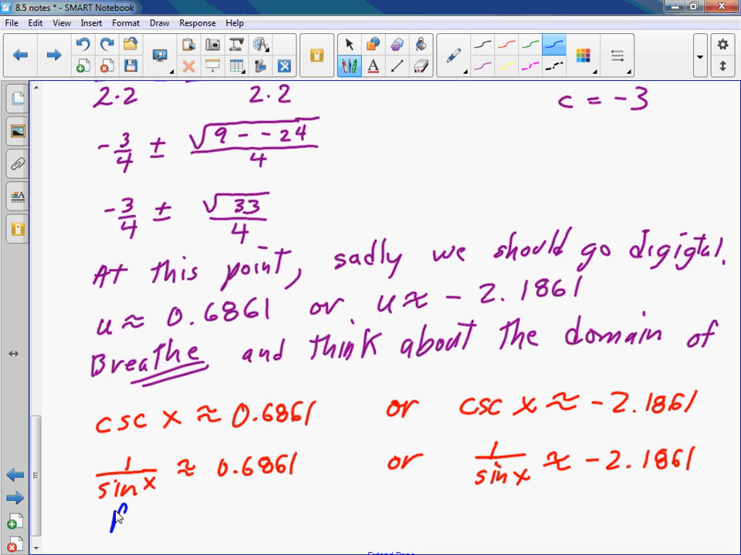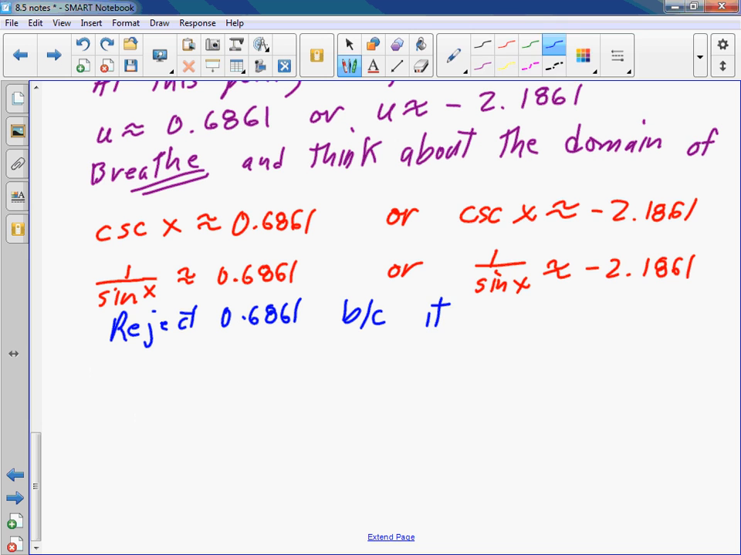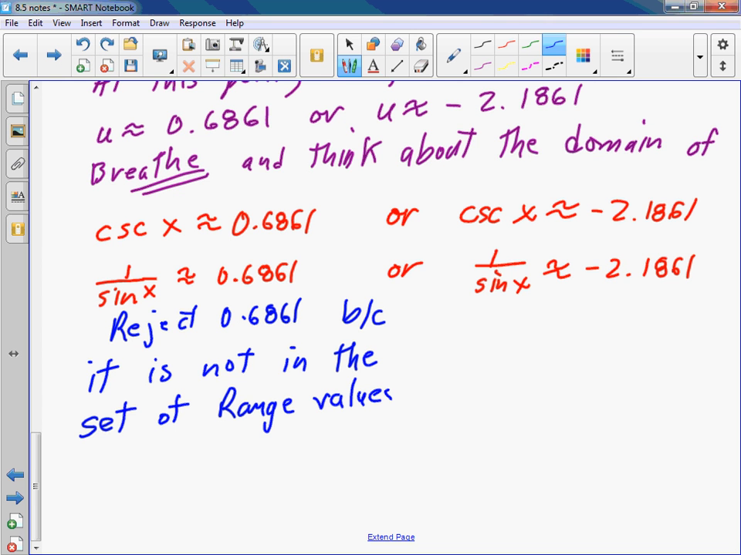So, reject 0.6861 because it is not in the set of range values for cosecant x. Okay? So then we say, all right, we're doing good.